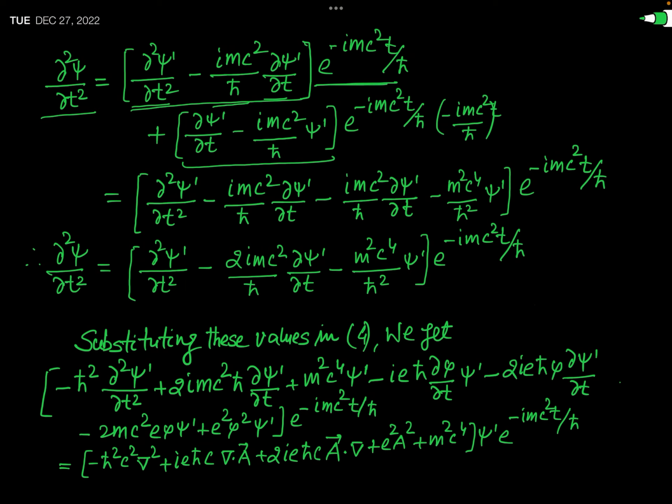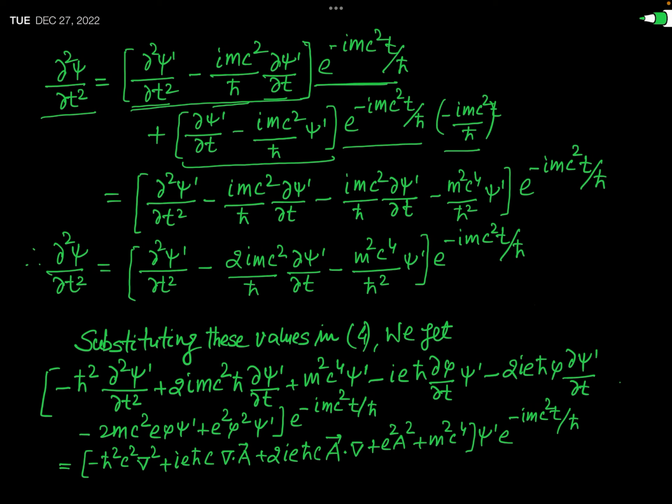So what will be the result? You can see this will be e to the power minus imc²t/ħ times minus imc²/ħ, because ∂t/∂t will be equal to 1.